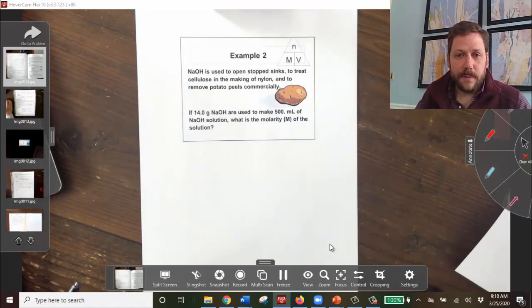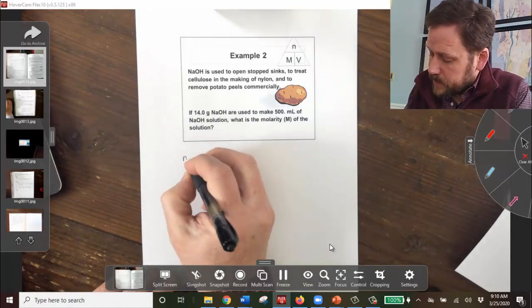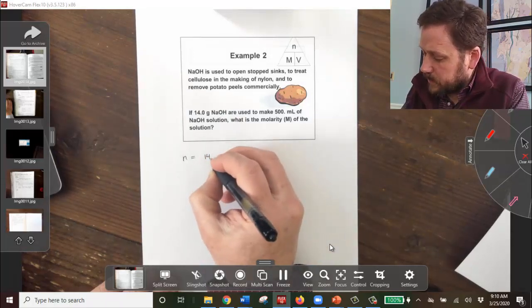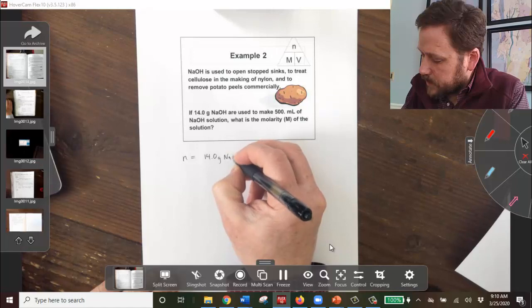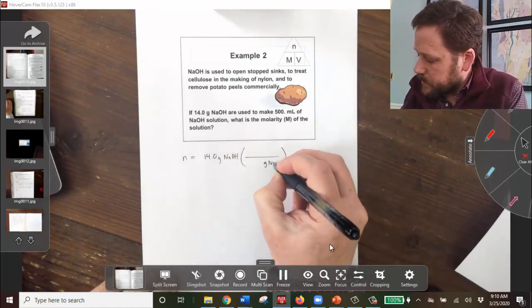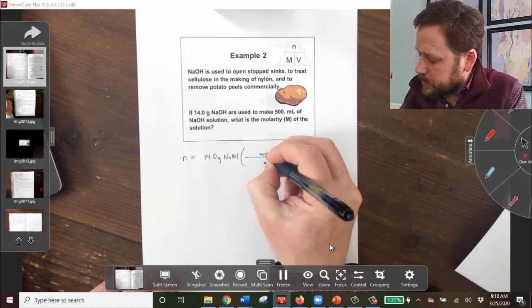The first thing I'm hoping people caught is that the amount of solute here is given in grams, not in moles. So in order to calculate N, the number of moles of solute, we're going to have to do a gram-mole conversion. So I'm going to do that right here by writing the number of moles is going to be given by taking the 14 grams of sodium hydroxide indicated and converting to moles, right? We want to get rid of grams of sodium hydroxide. We want to end up with moles.